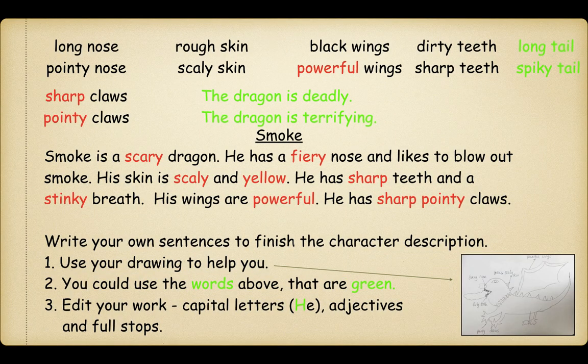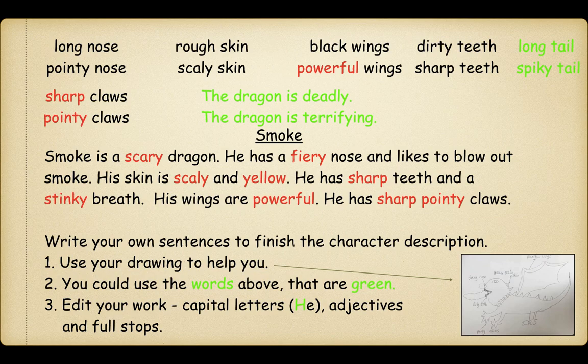Well, it's your turn to do a bit of writing. So look at your drawing, or look at my drawing that I have on the slide. Can you write your own sentences to finish the character description? So number one, use your drawing to help you. I've got an arrow pointing to my one. If you don't have your drawing, use my one. So you're going to magpie the ideas from my drawing.